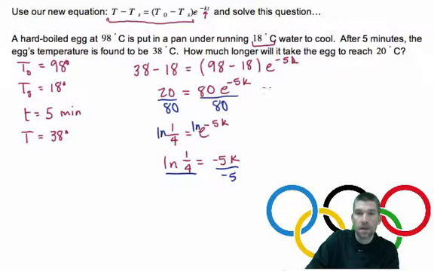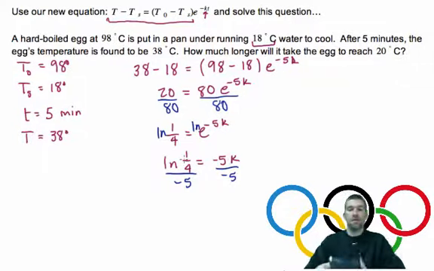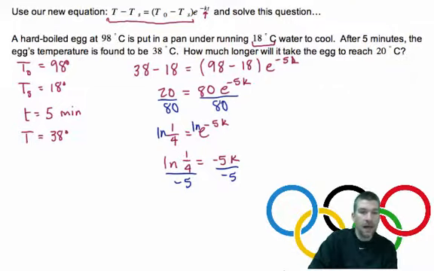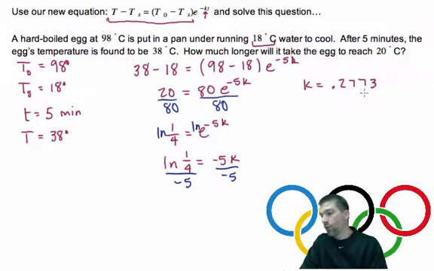All right. So pause video real quick. Punch this into your calculator. See what you get. See if it matches mine. I'm going to do that right now. And I get k to be 0.277. And I'm going to go ahead for accuracy and carry it out one more decimal place. 0.2773.